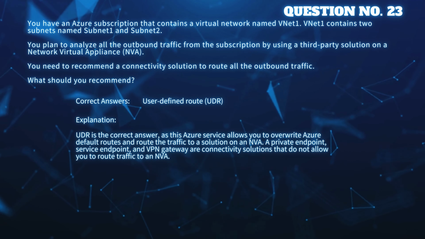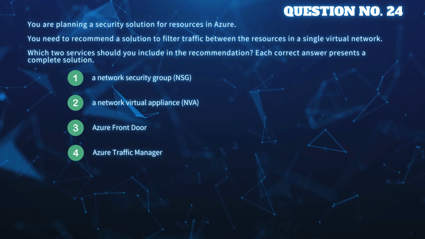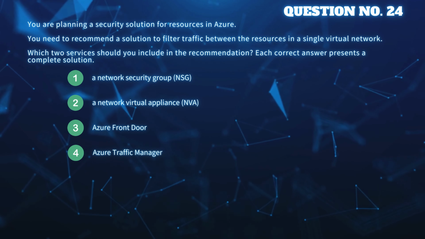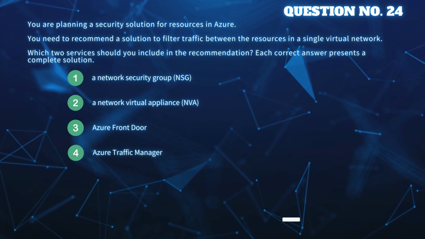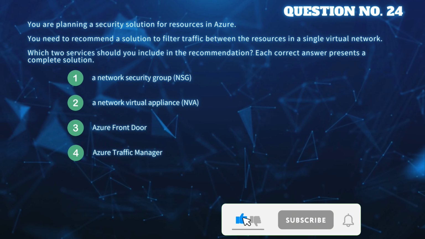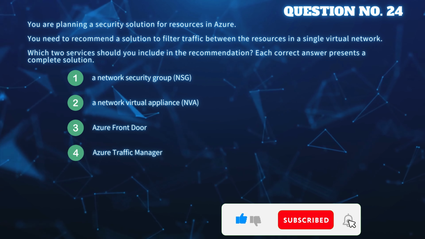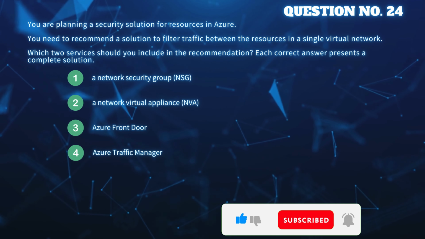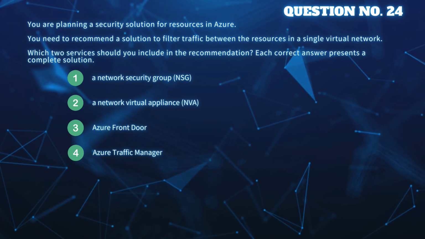You are planning a security solution for resources in Azure. You need to recommend a solution to filter traffic between the resources in a single virtual network. Which two services should you include in the recommendation? Each correct answer presents a complete solution. Option 1, a Network Security Group, NSG. Option 2, a Network Virtual Appliance, NVA.